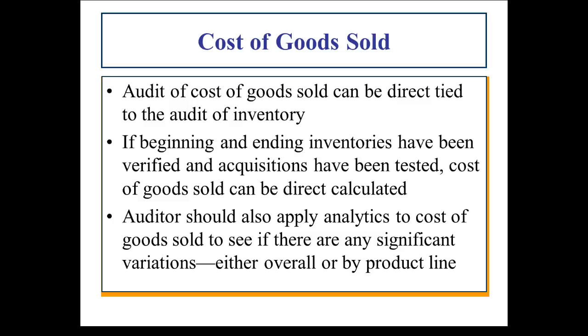Auditors should apply analytics to cost of goods sold to see if there are any significant variations. Again, when we were looking at BuiltRight, in one of the years, our cost of goods sold compared to our sales was extremely understated. And so analytical procedures really help you see an overall view of if something potentially was recorded in the wrong period for a sale, or if that cost of goods sold is still sitting in inventory instead of where it should be, if it was in fact sold.